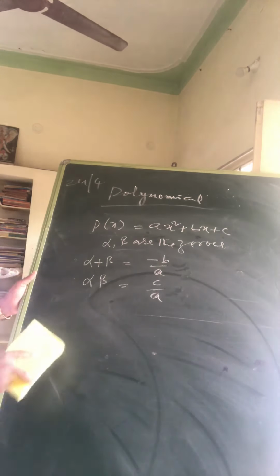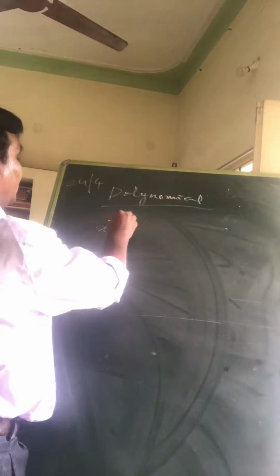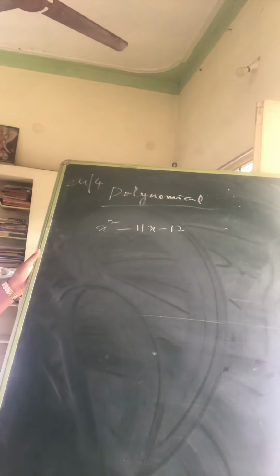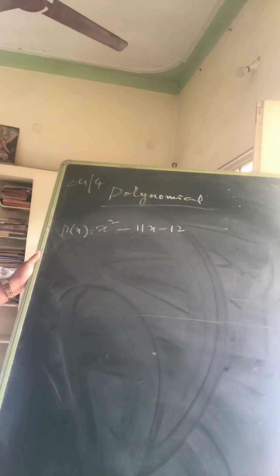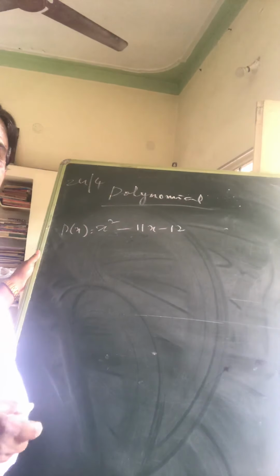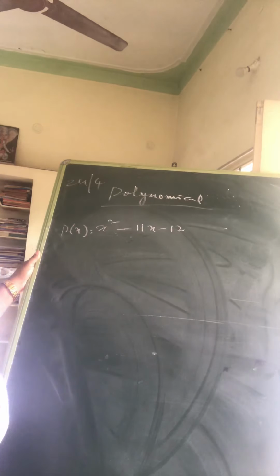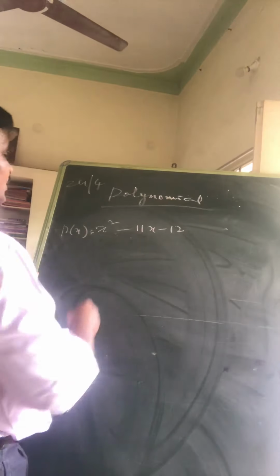Okay. Now we have to verify these relations. Already you have learned this. Don't forget that. Now, x square minus 11x minus 12 is a polynomial. We have to find the zeros and verify the relation between the coefficients and the zeros.